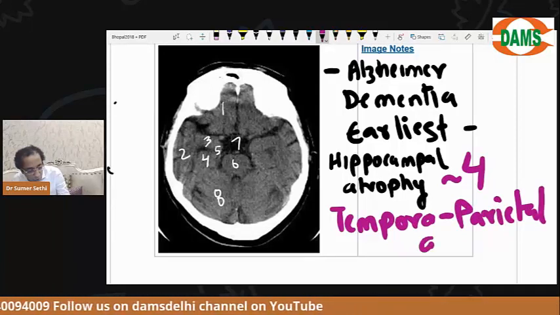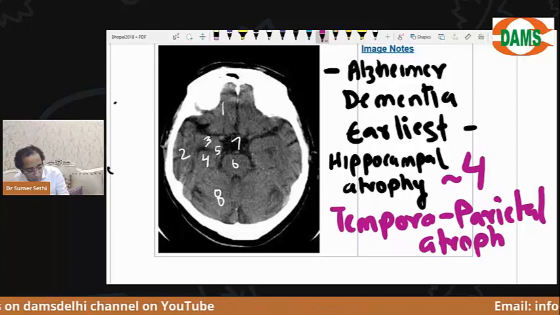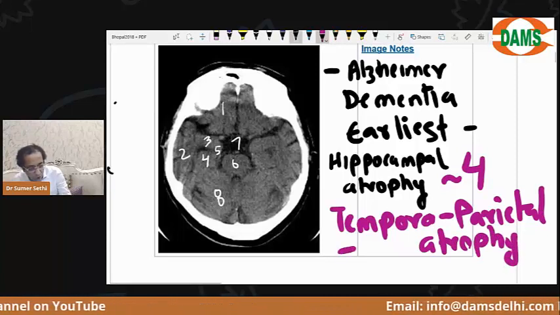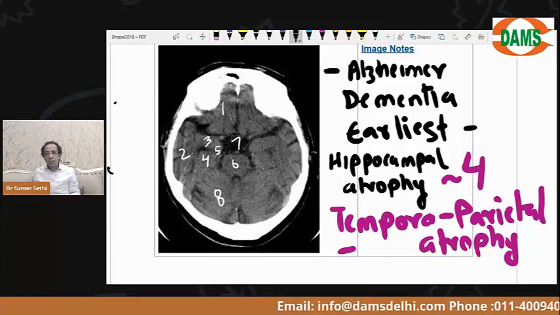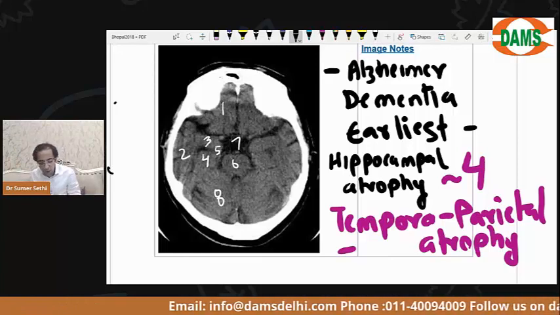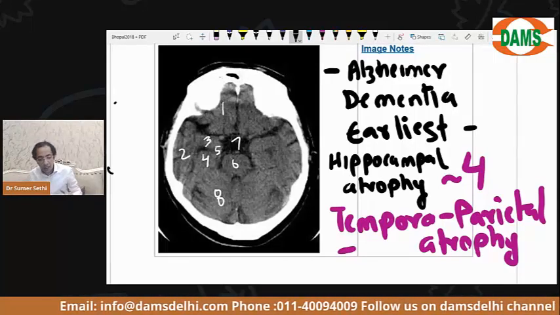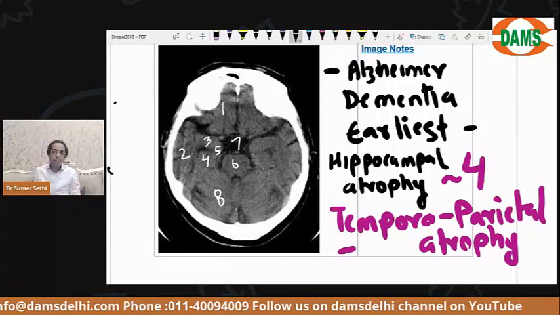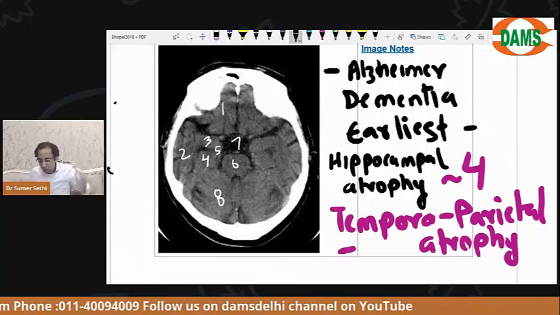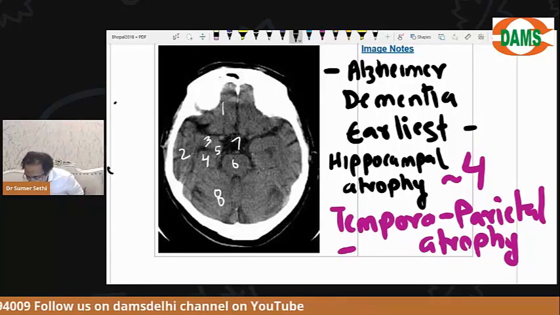temporoparietal. This is the most important pattern. Radiologically, Alzheimer's dementia will begin with hippocampal atrophy, but then it will progress on to temporal lobe and parietal lobe atrophy. Remember this, temporoparietal atrophy.